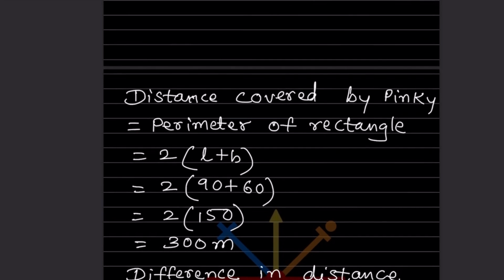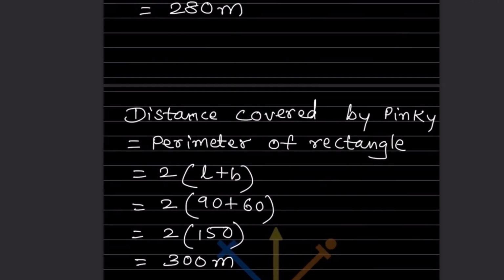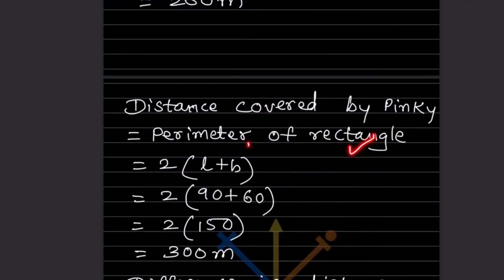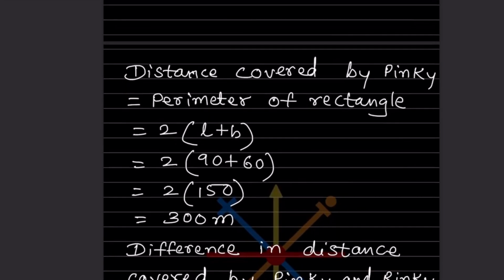Now the same thing we will see for Pinky. Distance covered by Pinky. Again here Pinky, this is a rectangular field. So what are you going to write here? Perimeter of rectangle. So you know the perimeter of rectangle, this is the formula you have to learn and write it also in your notes. So the dimensions are given, which is 90 meter and 60 meter. Length is 90 meter. So here 90 and here 60. So when you add this, this is 150, and when you multiply this is going to be 300.